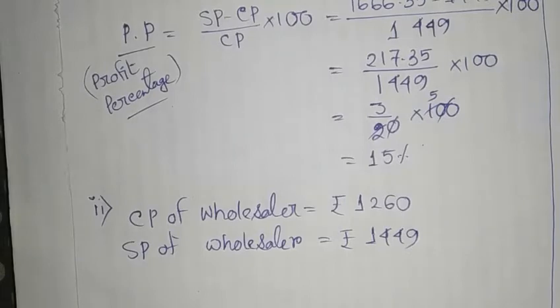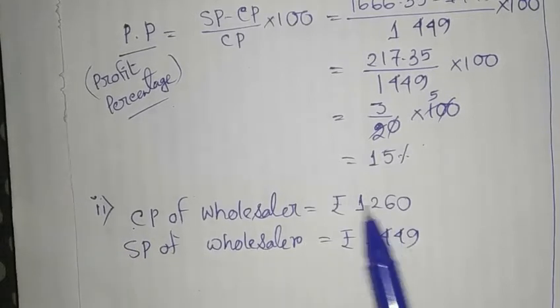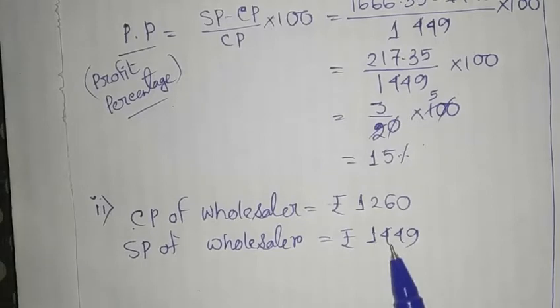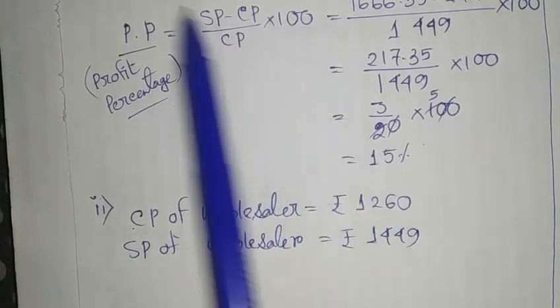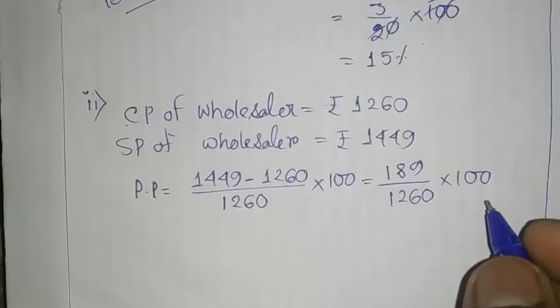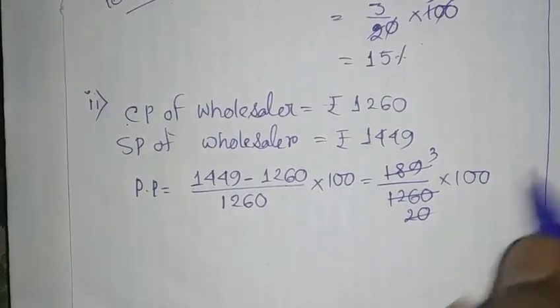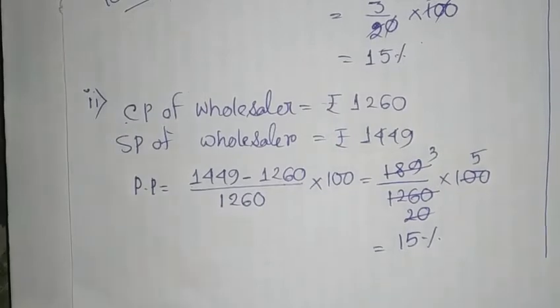Now in question number 2, we need to find the profit percentage of the wholesaler. Now cost price of the wholesaler is rupees 1260 and the selling price of the wholesaler was rupees 1449. Now we need to find the profit percentage. This is same as the all problems, so I am skipping this video. So this is also 3 by 20, that is 15%.